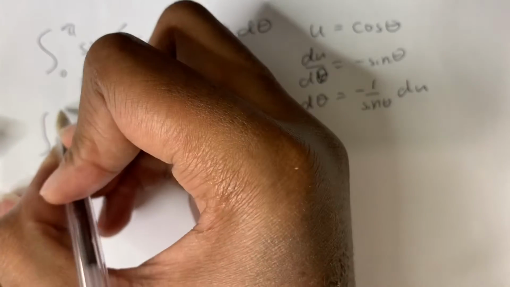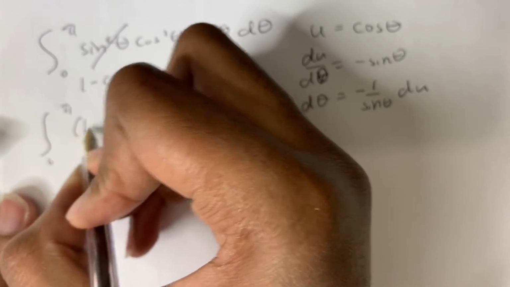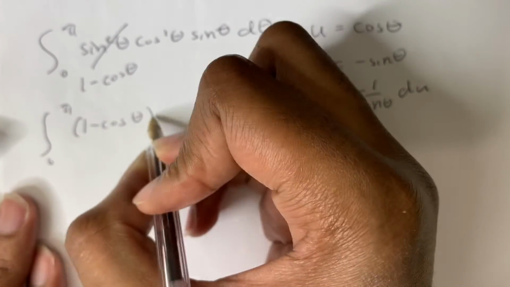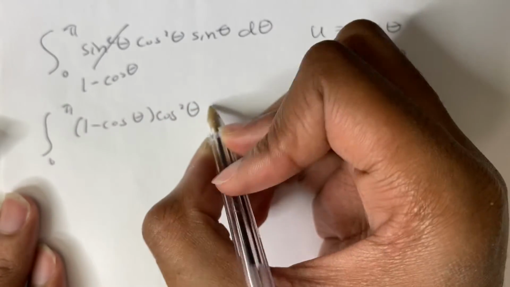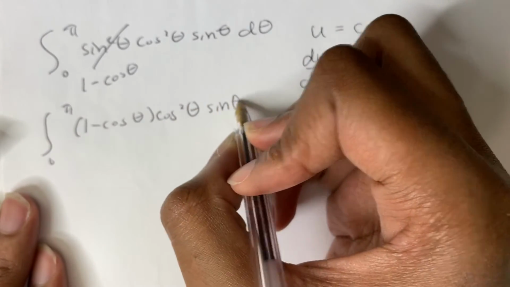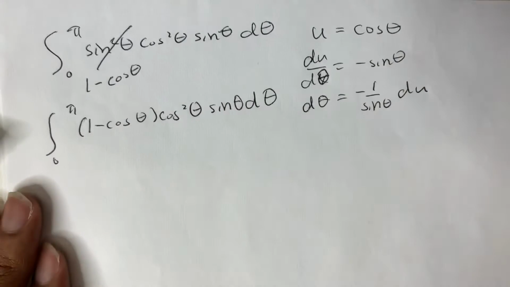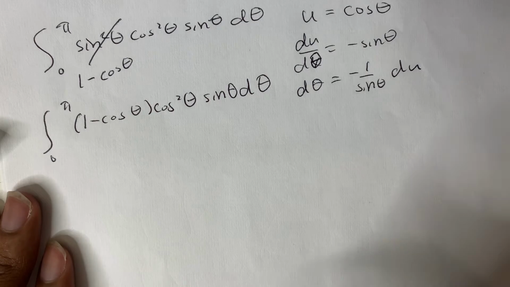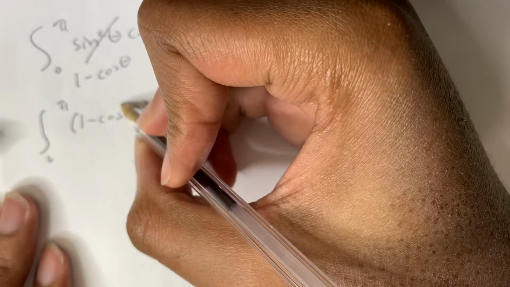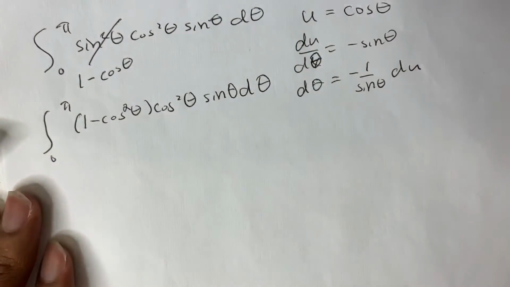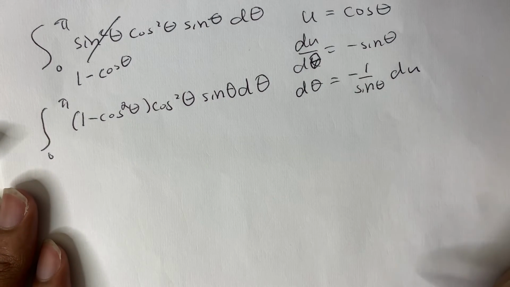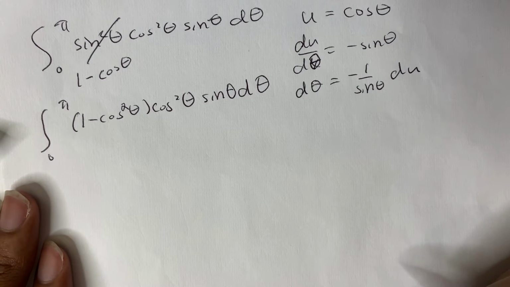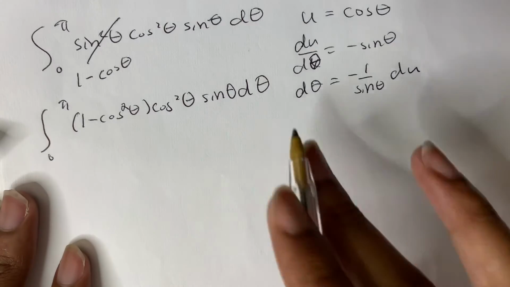So now I have the integral from 0 to 2 pi of 1 minus cosine squared theta, times sine theta, d theta. Also, actually, I think there should be 1 over cosine squared. Yeah, 1 over cosine squared. Okay. So what do we do now?